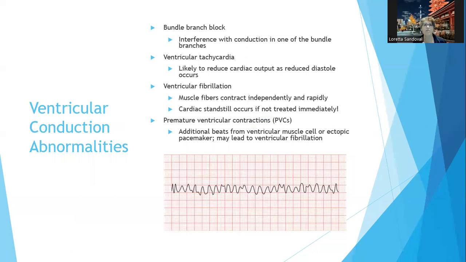A bundle branch block is interference with conduction in one of the bundle branches, the ones that branch off the atrioventricular node. Ventricular tachycardia is likely to reduce cardiac output because you get reduced diastole. The ventricles are going so fast that they don't have time to relax and fill, and so they're shooting out less blood with each beat.